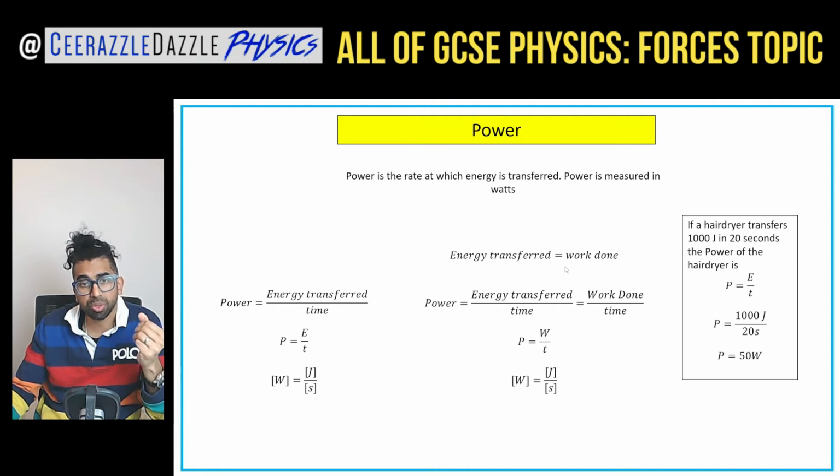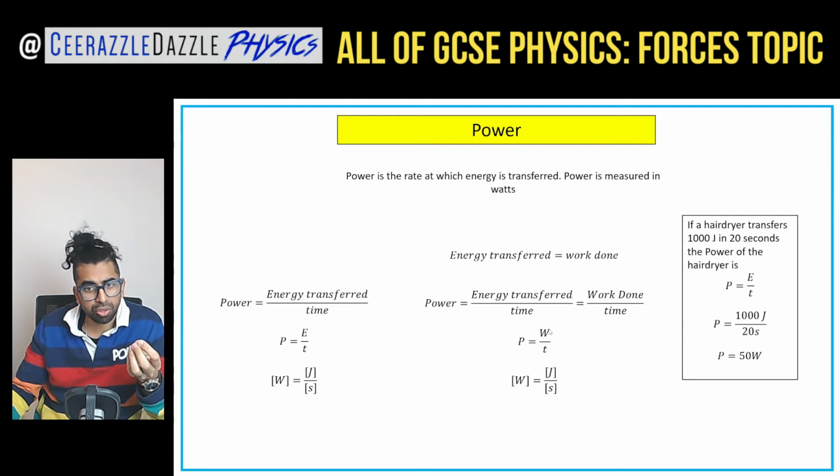Power. Power is equal to the rate at which energy is transferred. Power is measured in watts. Power is equal to energy transferred divided by time taken, and therefore P is equal to E over T. That's the formula. Power is measured in watts, energy is in joules, time is in seconds. So make sure you get the correct units down. Also, you should remember that energy transferred is the same as the work done, so therefore power is also equal to work done over time.